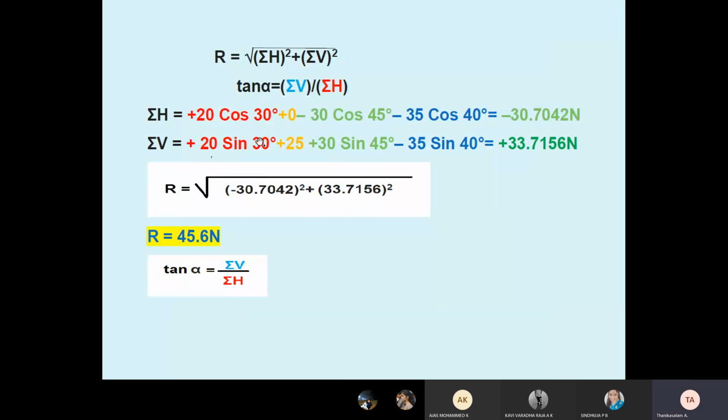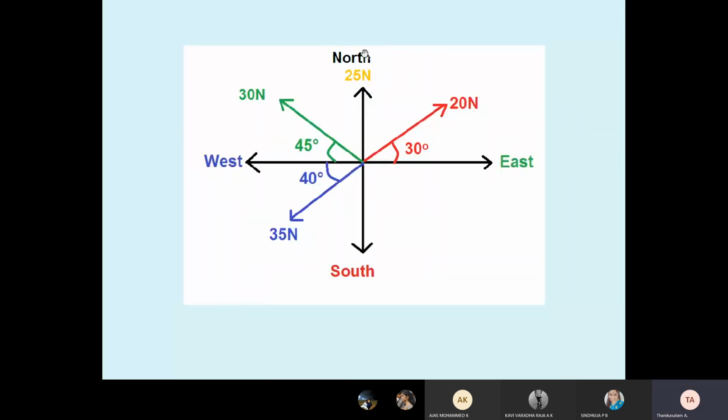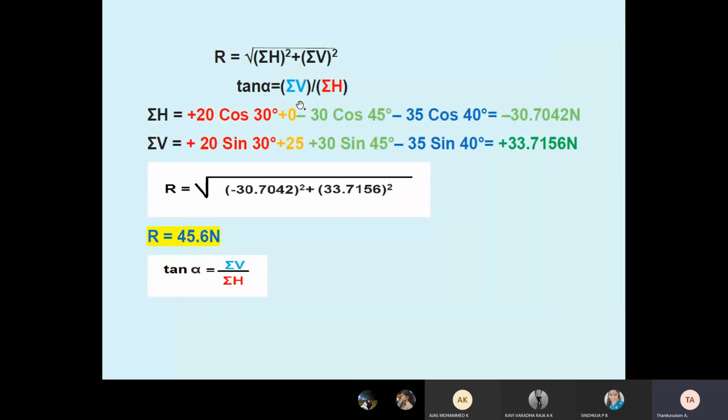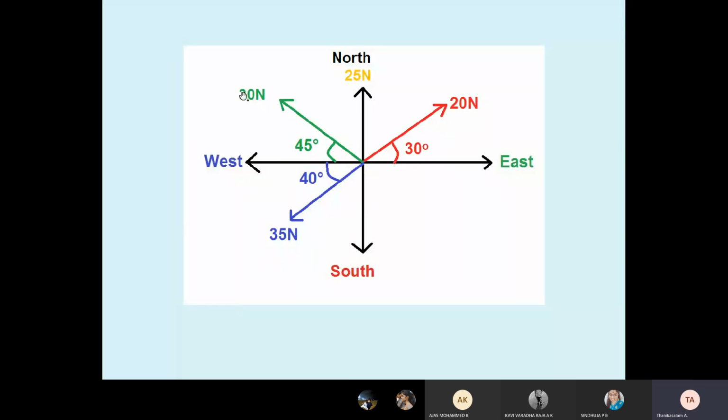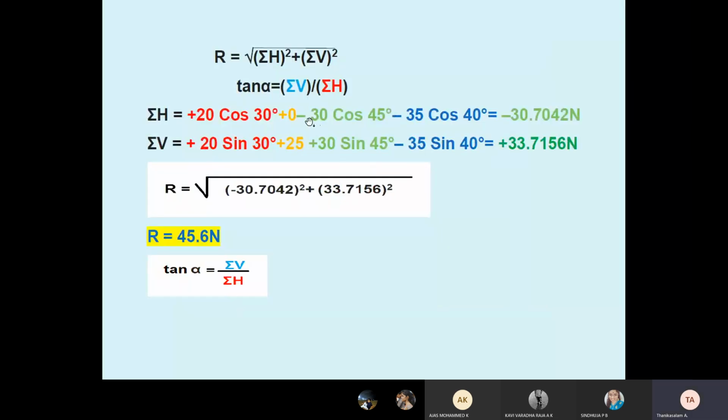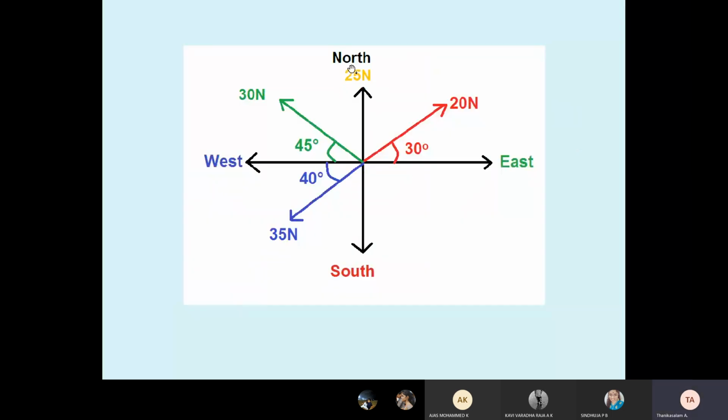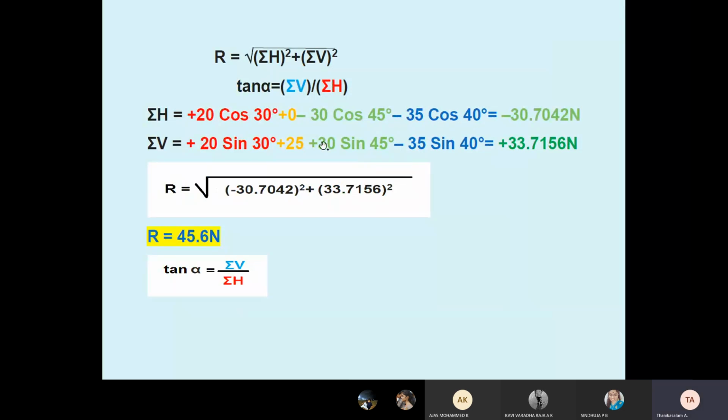So 20 sin 30. Now come to 25 Newton. The 25 Newton is acting only in the y direction. What is x? 0. The 25 Newton does not have any x component, therefore I put 0 in x. I have written plus 25 because it goes to the positive y-axis. Now see the 30 Newton, lying in the second quadrant, that is minus x, plus y. The x component is minus 30 cos 45. The y component is plus 30 sin 45, in green color.